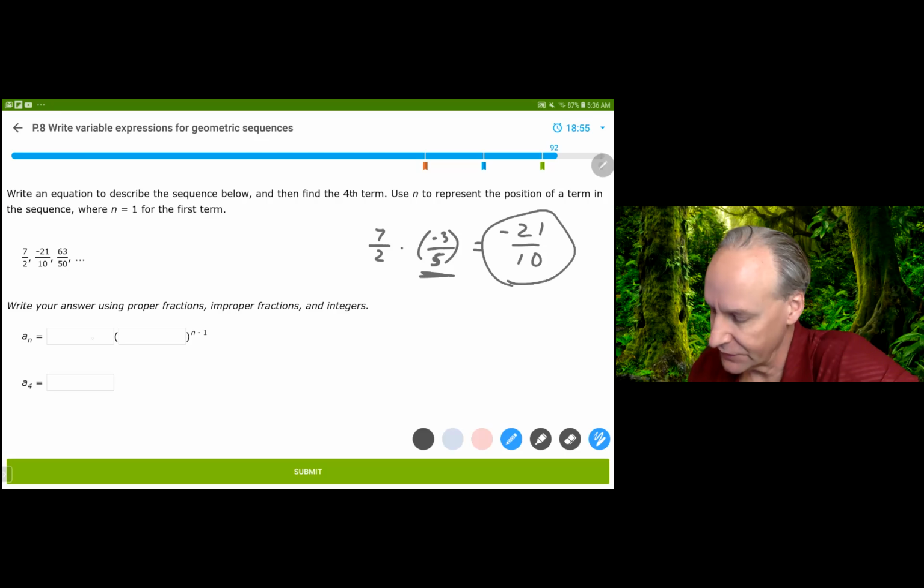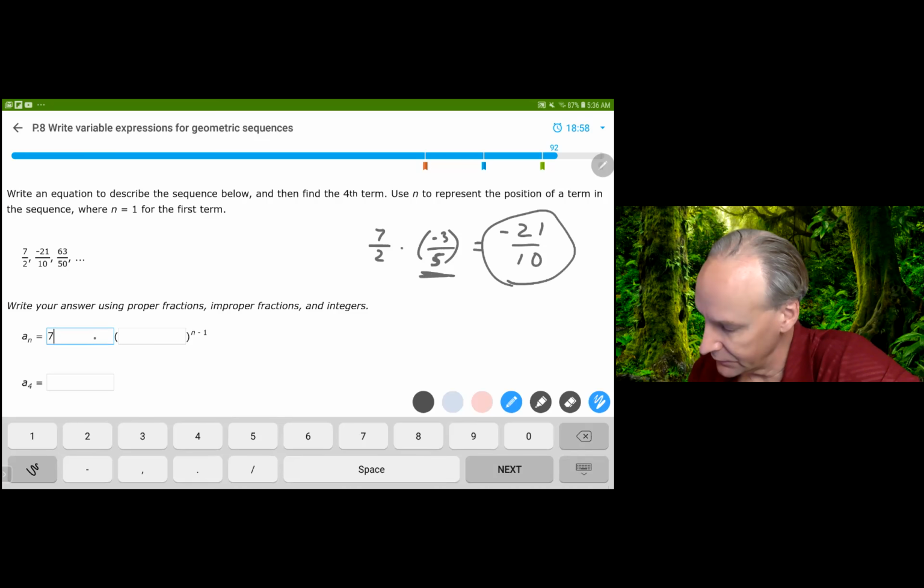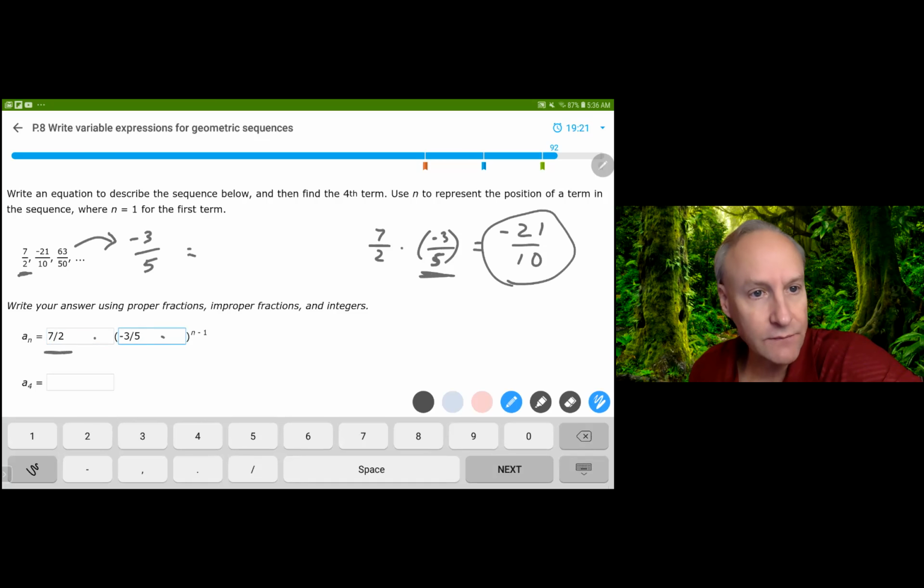And it looks like our first term is 7/2. You could write 3.5, but 7/2 is fine. And we have a -3/5 for our multiplier. And it's going to alternate back and forth. Notice that my first term is positive. And I want the fourth term, so I'm going to have to multiply this by -3/5. So multiplying -3 times 63 is -189. And 5 times 50 is 250.